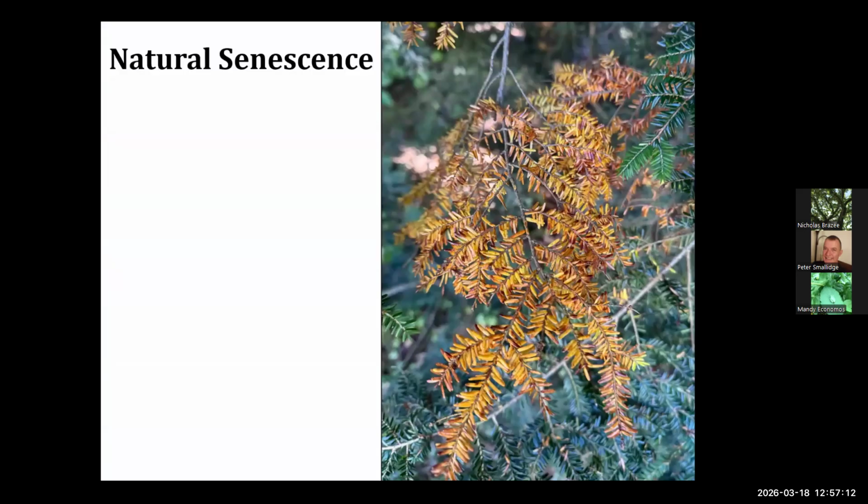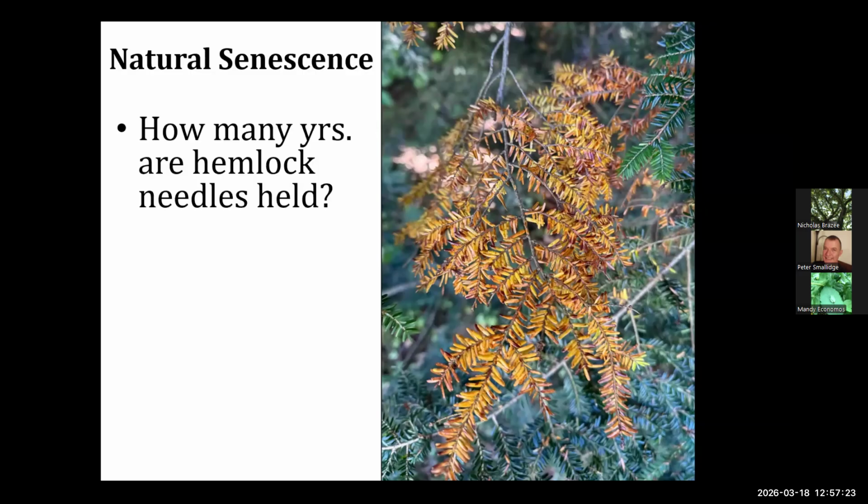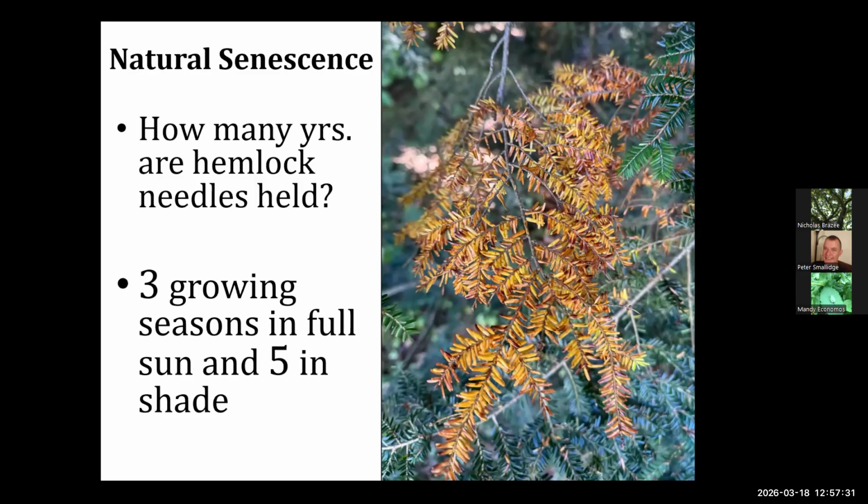And then my last slide here, natural senescence, which we will distinguish from the needle blight pathogens. I was looking this up. It was actually surprisingly hard to find how many years hemlock needles are held in the canopy. I really had to dig in the literature to find this. I did finally find a reference. Hemlocks will hold their needles for 3 growing seasons in full sun and about 5 in the shade. That varies, and it may be a little longer in the shade, but about 3 growing seasons in full sun, which I thought was interesting.